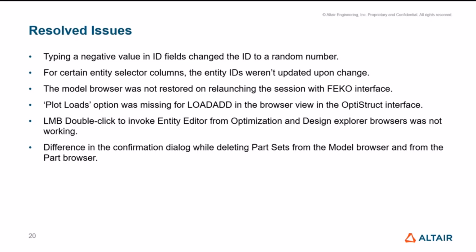So last up is that previously we had two different dialogs that showed up when we deleted a part set, and both of them were different when it came from the model browser and from the part browser. This difference was addressed, and now we have a similar dialog coming up when you delete a part set, either from a model browser or from a part browser. So that's pretty much about 25.1.